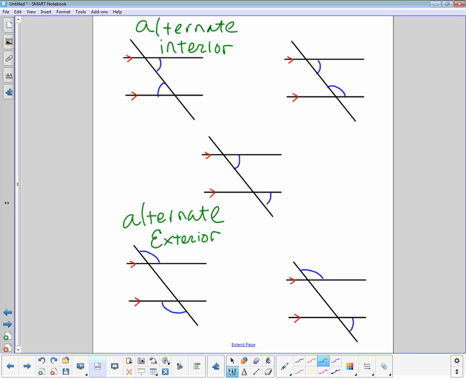All right. Now for the others, these two are on the same side. Are they inside or outside? Interior or exterior? They are interior, so we call them same side interior. Give you 3 guesses, and the first 2 don't count, on the bottom one. Don't say it. Somebody over here. The bottom one, yeah, this bottom one here. What am I going to call that? Same side exterior. Good.